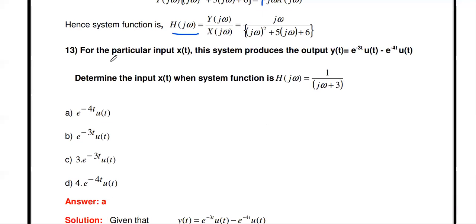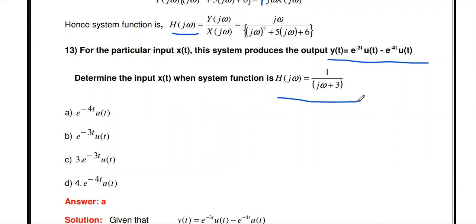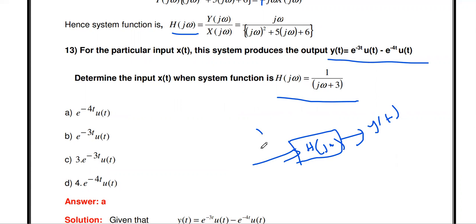Then the next question: for a particular input, the system produces the output y of t equal to this. Determine the input when the system function is given. So what data are given? For the system, y of t, the output, is given. Then the frequency response of the system, H of j omega, is given. The question is what is the input applied to the system? This x we have to calculate. One data is in the time domain, another is in the frequency domain. So you convert the time domain into the frequency domain, then rearrange, and we will get the answer.